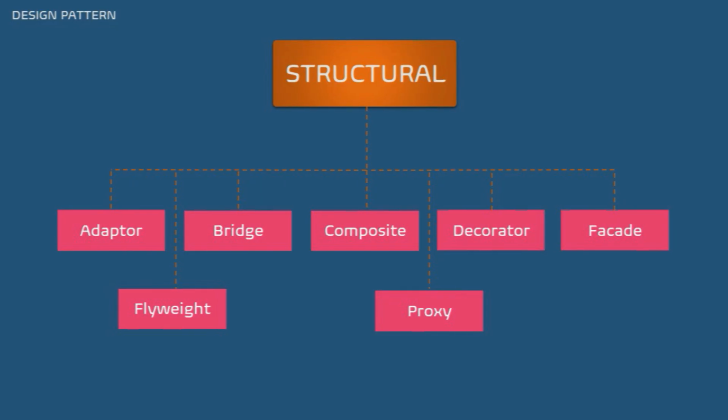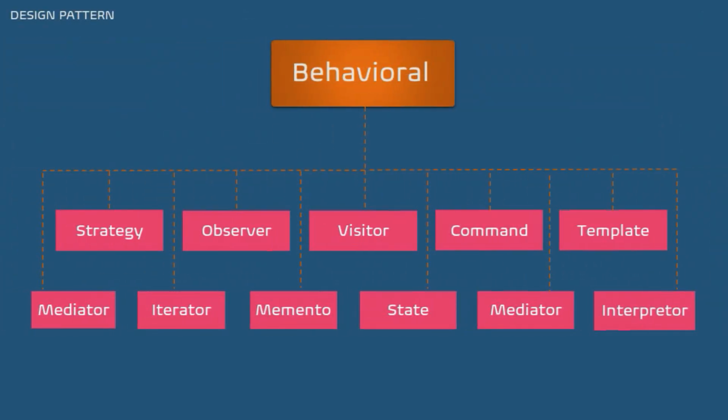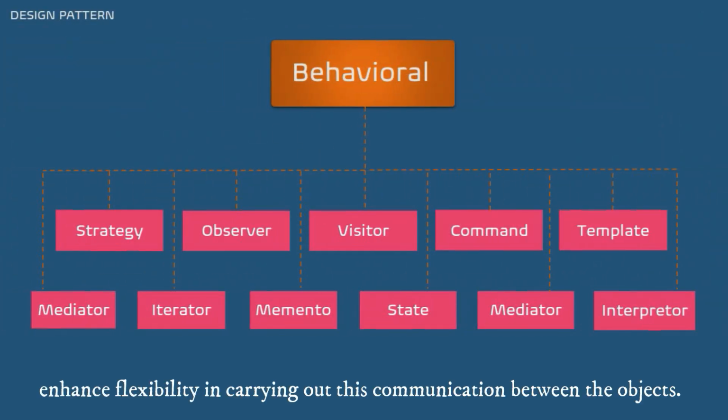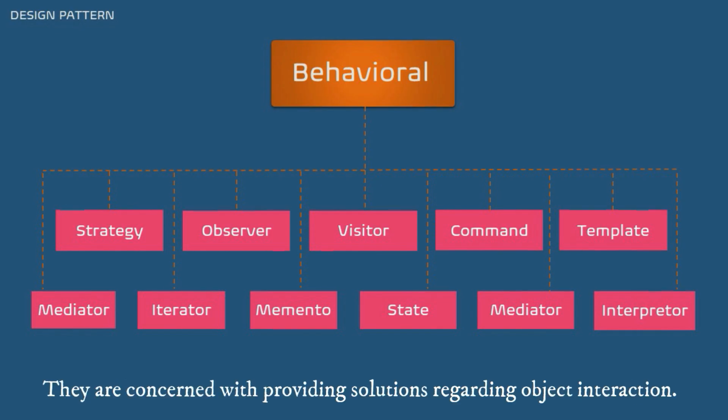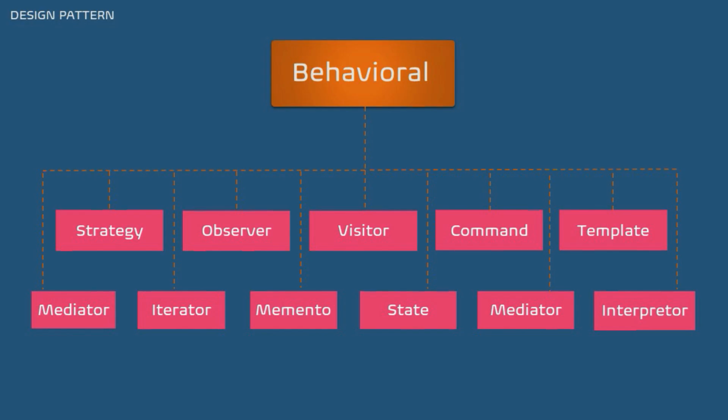The third and the final category is behavioral design pattern. This pattern enhances flexibility in carrying out communication between the objects. They are connected with providing solutions regarding object interaction. There are behavioral design patterns: strategy, observer, visitor, command, template, mediator, iterator, memento, state, and interpreter. We will look into each one of these patterns in my upcoming videos. So I hope now you are clear how design pattern will help you.